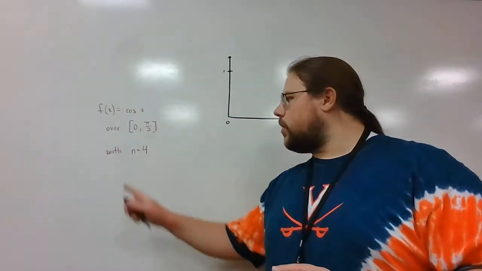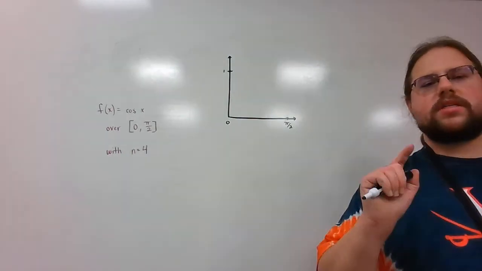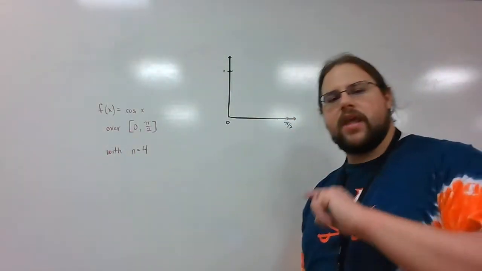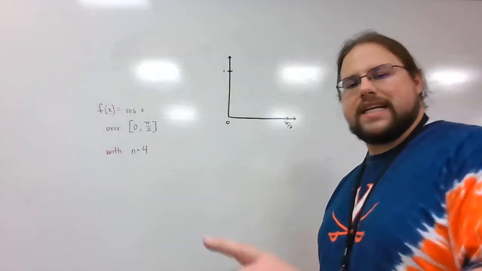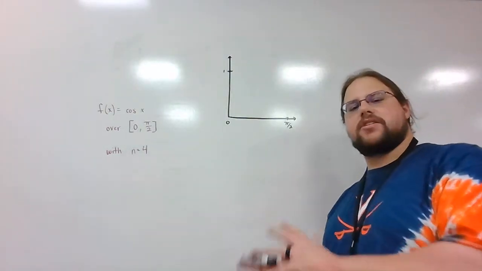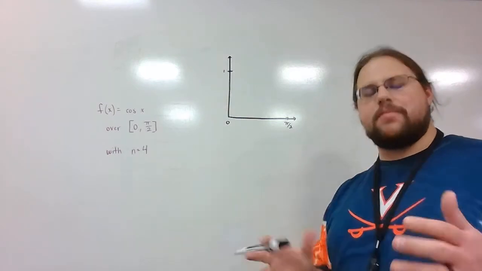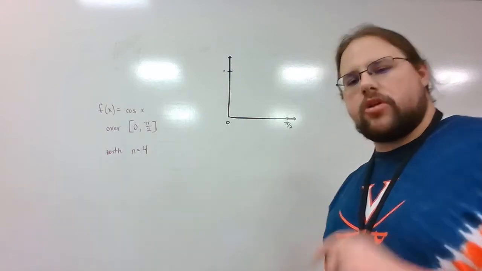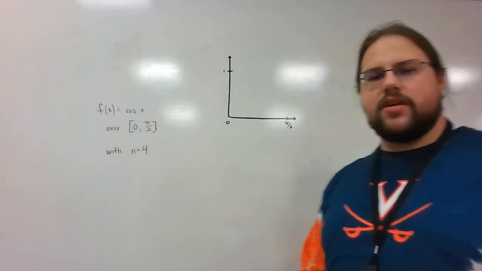We're going to use n equals 4 subintervals, so we're going to have 4 different rectangles in this case. Here's what we're going to do. Like I said, the first thing I always try to do to give myself a better sense of what this Riemann sum is going to do is sketch a picture. So I'm going to draw a picture of cosine of x on my graph.